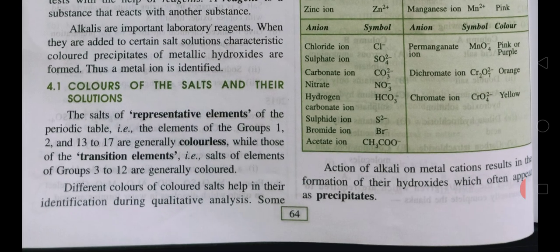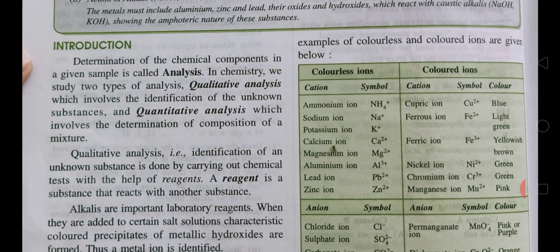Now children, colors of the salts and their solution. The salt of representative elements of the periodic table, that is the elements of group 1, 2 and 13 to 17 are generally colorless, while those of transition elements, that is salts of elements of group 3 to 12, are generally colored. And different colors of colored salts help in their identification during qualitative analysis. And children, some examples of colorless and colored ions are given.